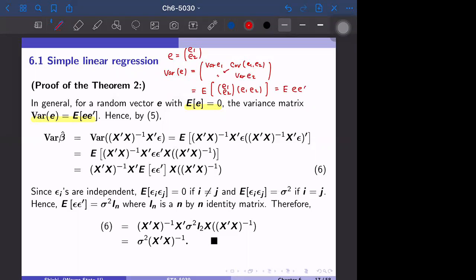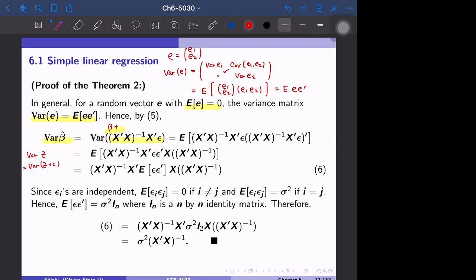So you can imagine that in general, if epsilon is an n-dimensional vector, the variance of epsilon is the expectation of epsilon epsilon transposed. Using this formula, we can prove the variance of beta hat formula. Beta hat is, remember, beta plus this term, which we have already shown in the previous slide. To calculate variance, the constant term doesn't matter. In general, the variance of Z and the variance of Z plus C, where C is a constant, are the same.